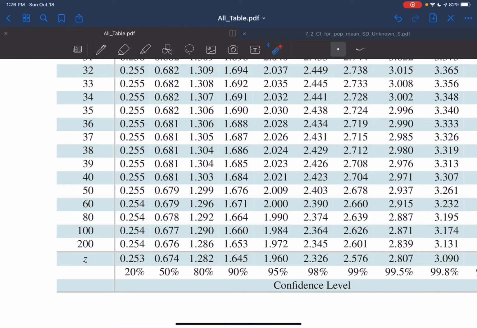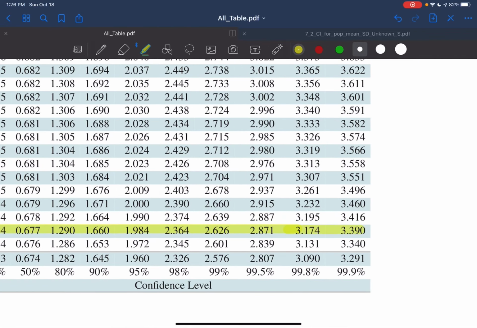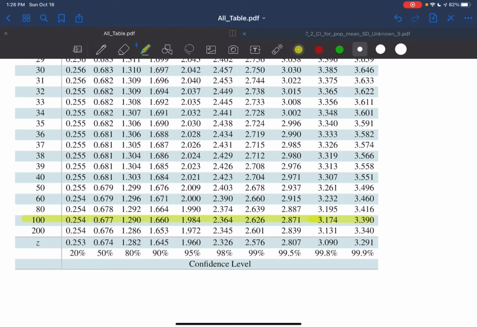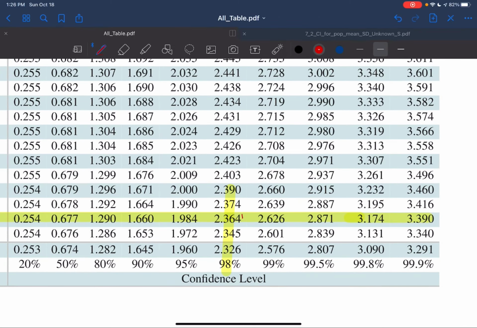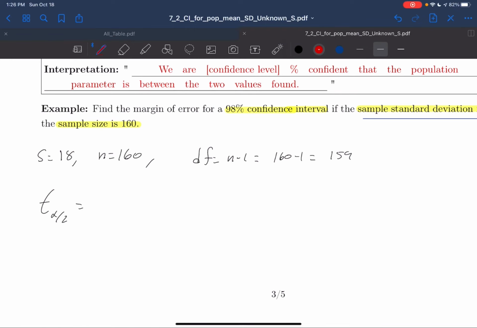So here, 100 is the next smallest number. So you look at this row, and since we're dealing with a 98% confidence level, we look at 98, and thus we found our critical value, 2.364. So this will be 2.364.